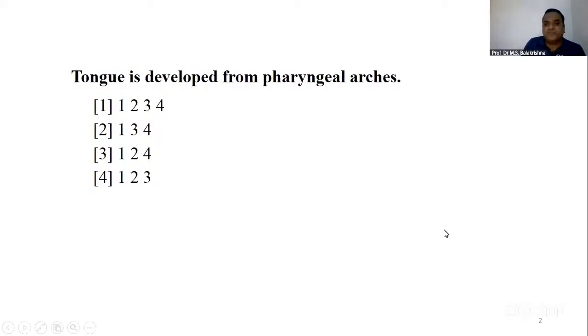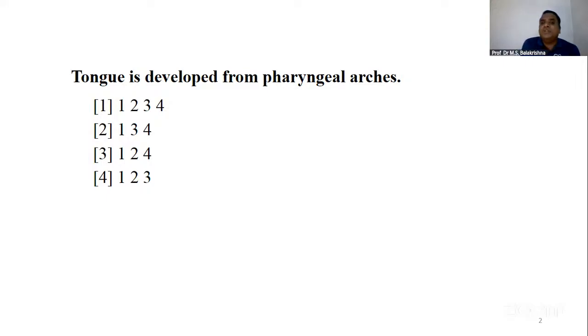The first question of the day. Tongue is developed from which pharyngeal arches? This question is basically from embryology. So you should know the first arch, second arch, third arch, fourth arch, and the sixth arch, everything. The whole table is there in embryology, and when we discuss the embryology section, you should learn it completely.